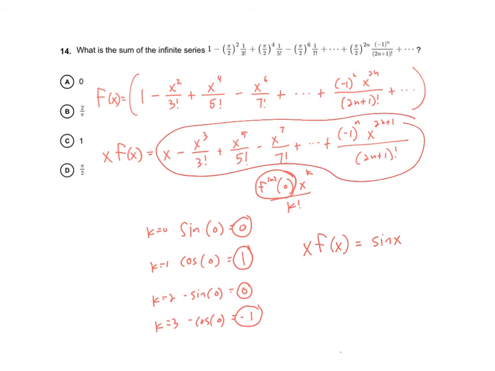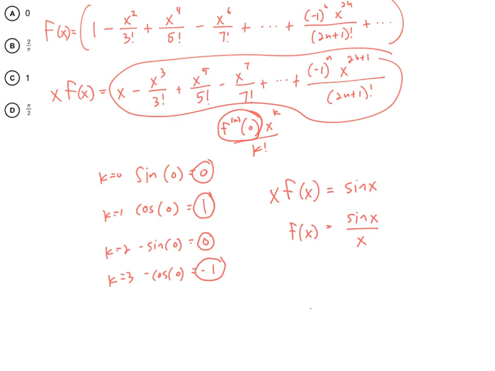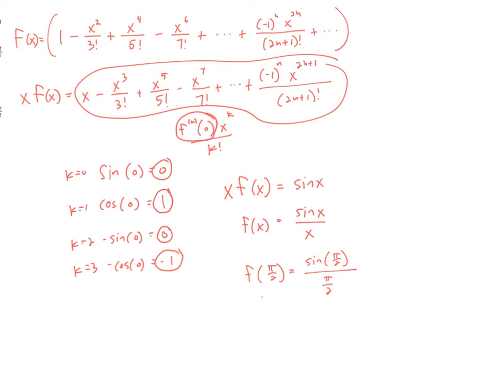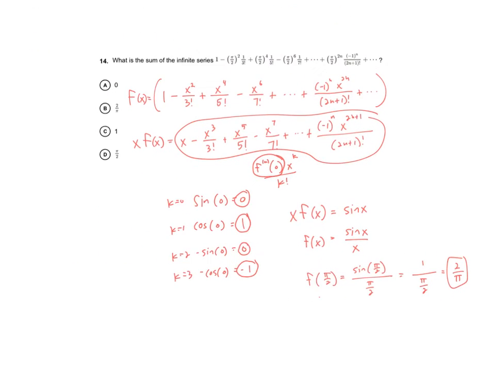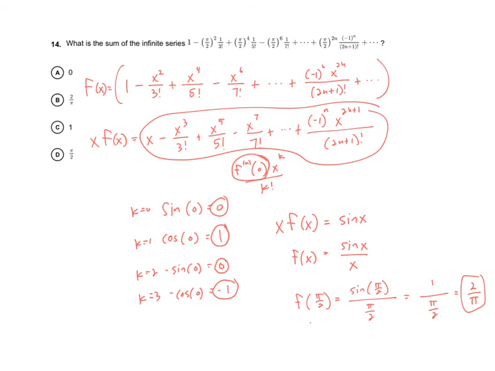That means our function is really sine x over x, and then now we can plug in pi over 2 into that one. Sine of pi over 2 is 1, and this is 2 over pi. So that's how they got B. There might have been other ways to do this; it's just the way I chose to do it.